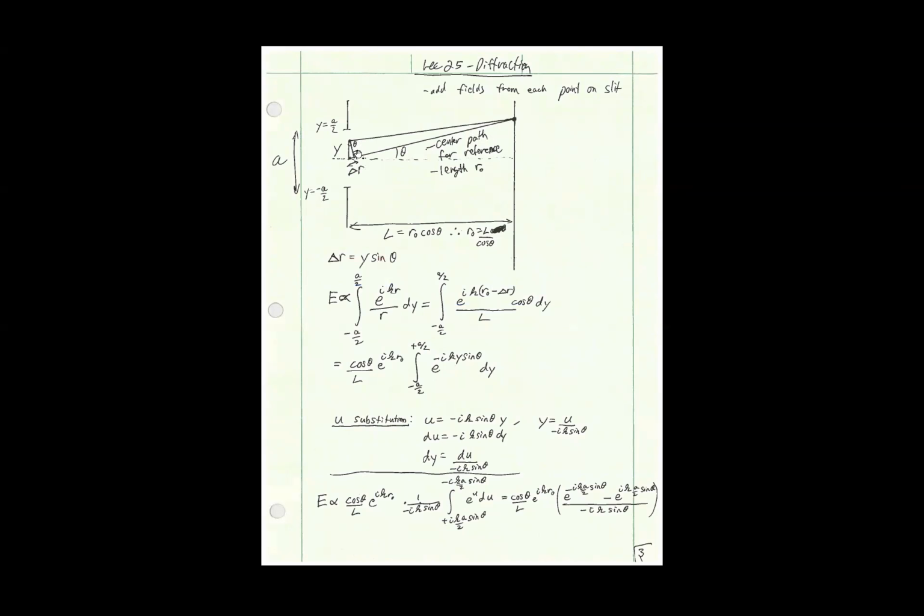So this line here is perpendicular to both paths, which means that we have a little right triangle here. And the hypotenuse of that right triangle is y. It's the distance from the center point on the aperture.